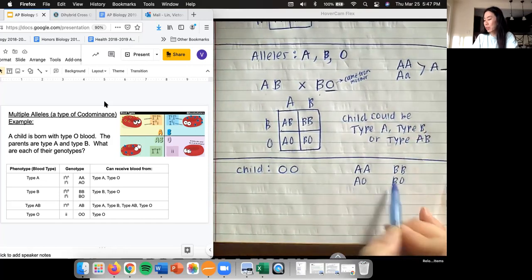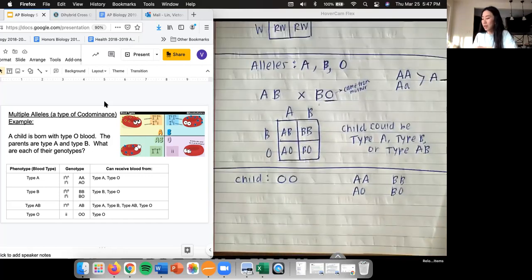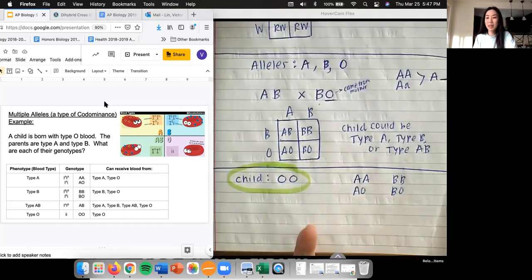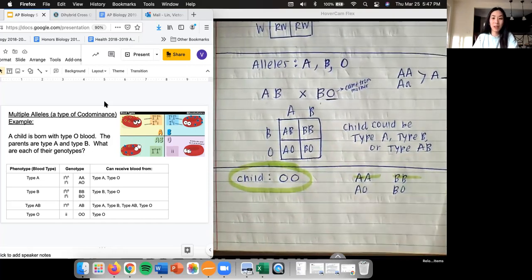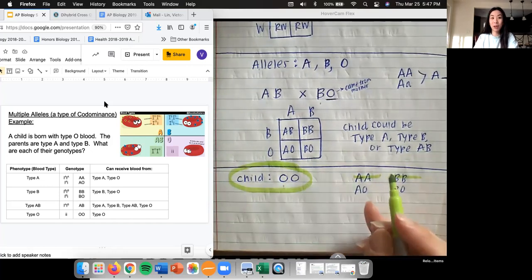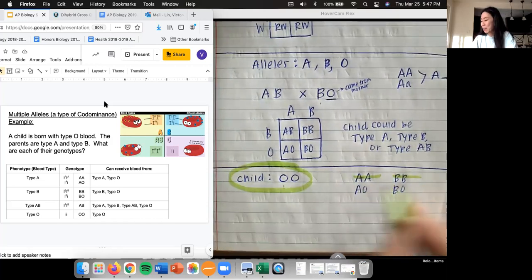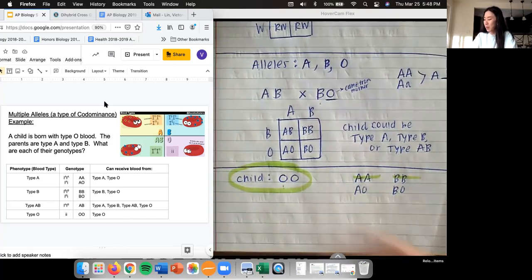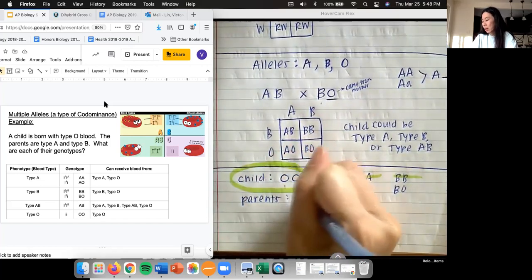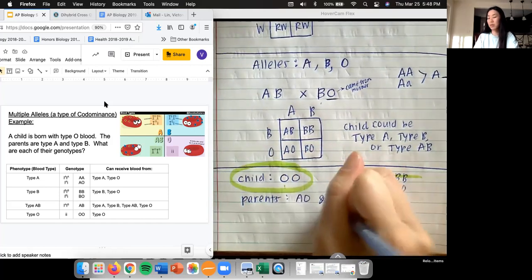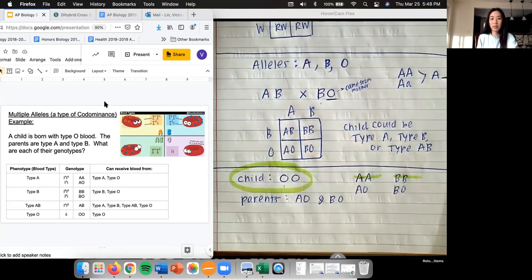But if these two parents are producing a child that has type O blood, then by process of elimination, they could not be homozygous. Because in order for the child to have O and O, they had to get those O's from someone, somewhere. And so that means the parents must be AO and BO. Okay, so those are examples of how to do each of these problems.